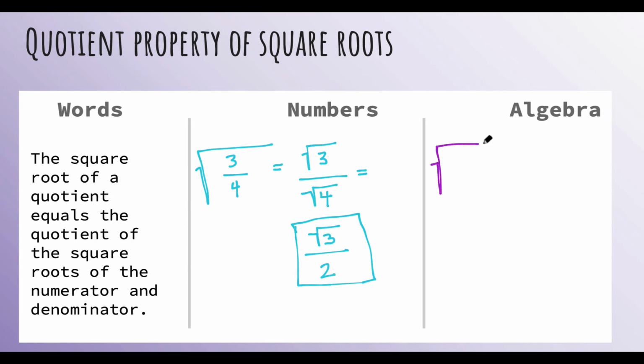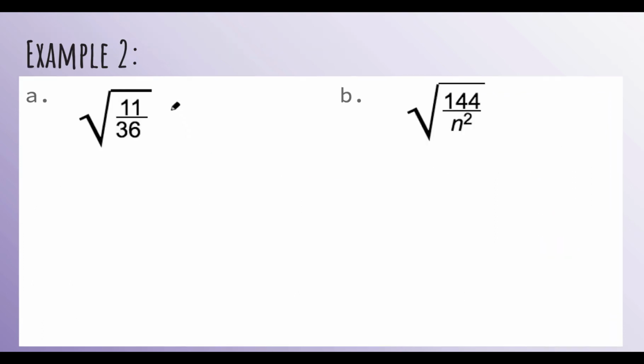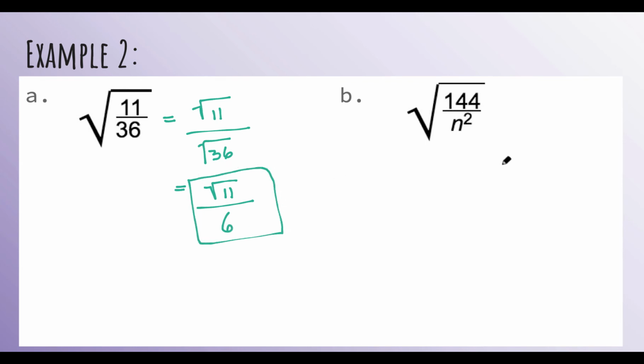Algebraically, we see that the square root of a over b is equivalent to the square root of a over the square root of b, when a is greater than or equal to 0, and b has to be greater than 0. Using the quotient property of square roots, we have the square root of 11 over 36. We can rewrite this as the square root of 11 divided by the square root of 36. The square root of 11 is in simplest form, so we leave that, but the square root of 36 is equivalent to 6. So we end up with the square root of 11 over 6.